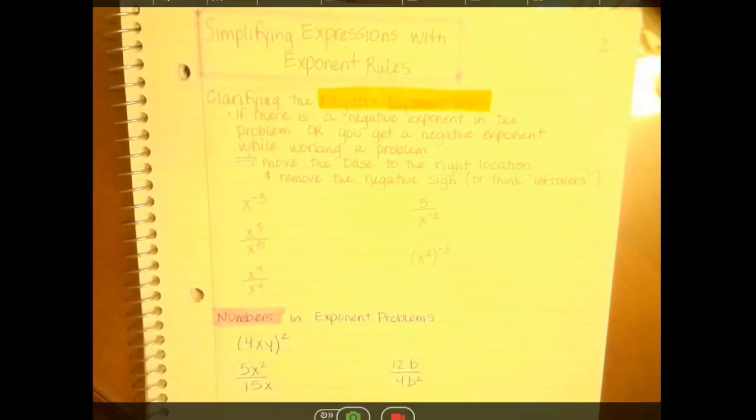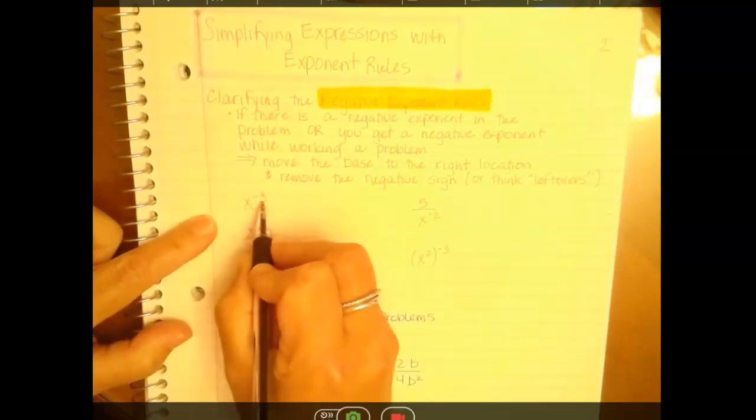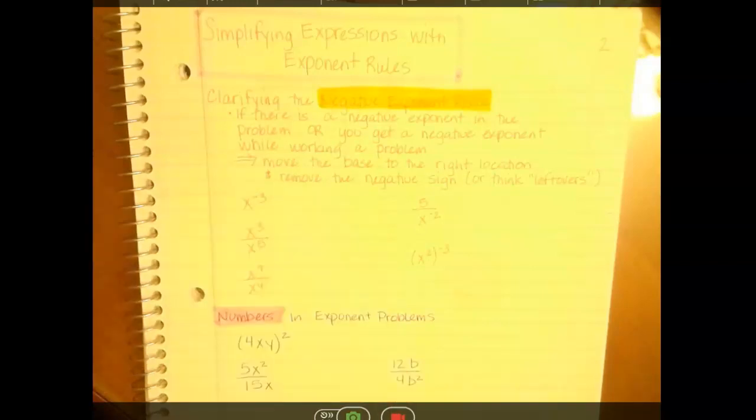So the first one is pretty simple. Like, you just have a problem, x to the negative 3rd power, right? Or you're working on simplifying some other problem and you come up with x to the negative 3rd as you're working towards the answer, right? You really cannot have a negative exponent as your answer. So what we're going to do is move the base. The base is the x with its exponent 3. The negative is really just telling us that it's in the wrong spot. And so you kind of get used to thinking of it that way, right?